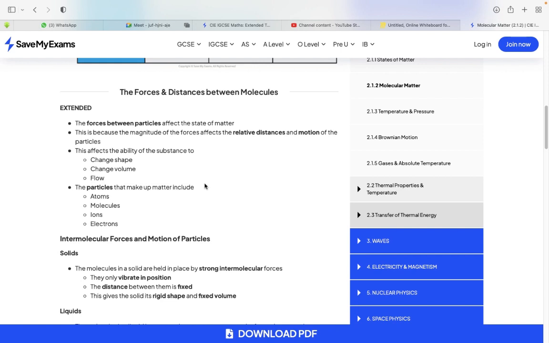Now this is because the magnitude of the forces affects the relative distances and the motions of the particles. If the force is very strong, then the particles cannot move. They will only vibrate about fixed positions. If the force is a bit weak, then the molecules can slide over each other. If the force is very, very weak, like in the case of gas, the molecules can just be bumping up and down, like people with too much freedom that will lead to destruction. That's why gas molecules are self-destructive.